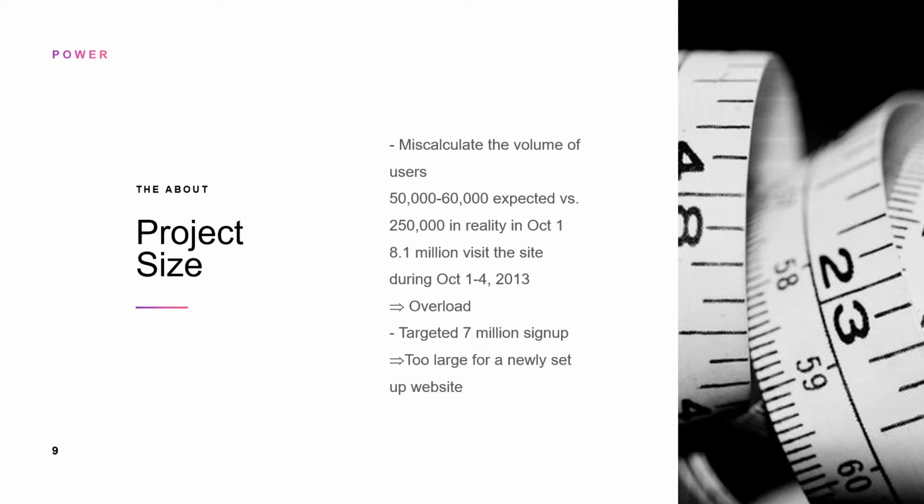The U.S. Chief Technology Officer Todd Park stated on October 6 that HealthCare.gov glitches were caused by unexpectedly high volume of users. Between 50,000 and 60,000 had been expected, but the site had to handle 250,000 simultaneous users. More than 8.1 million people visited HealthCare.gov between October 1st, 2013 and October 4th, 2013.